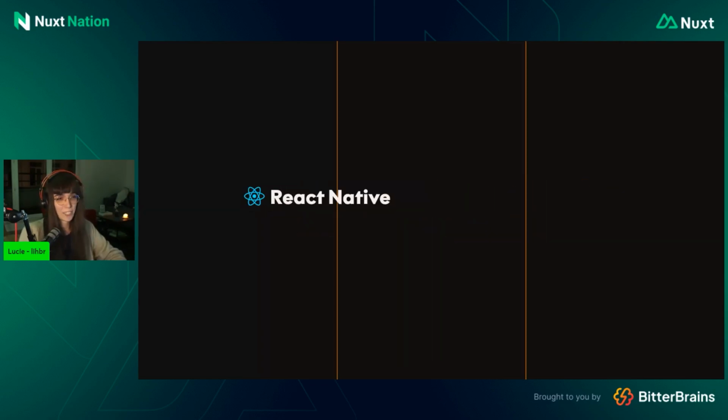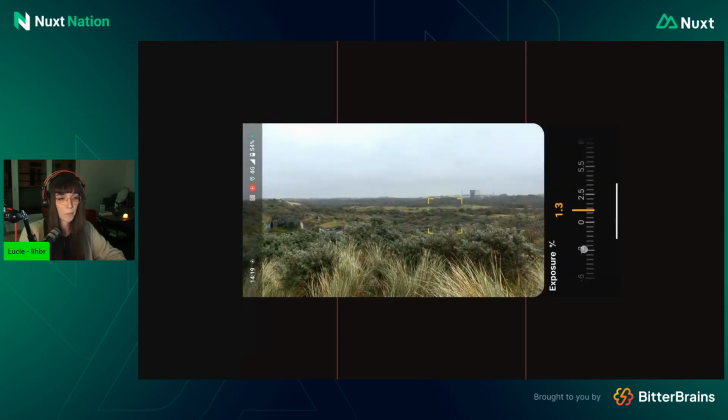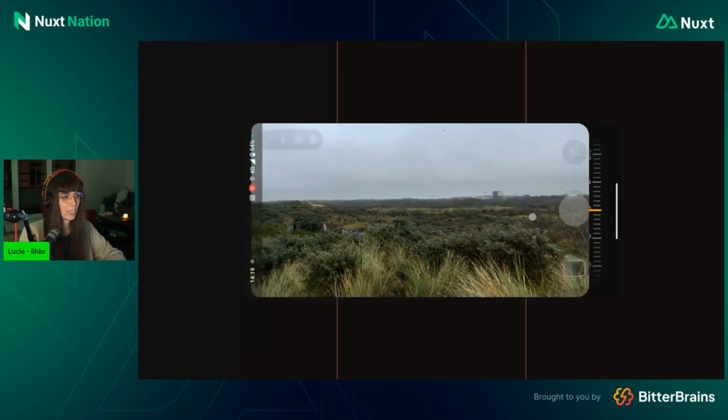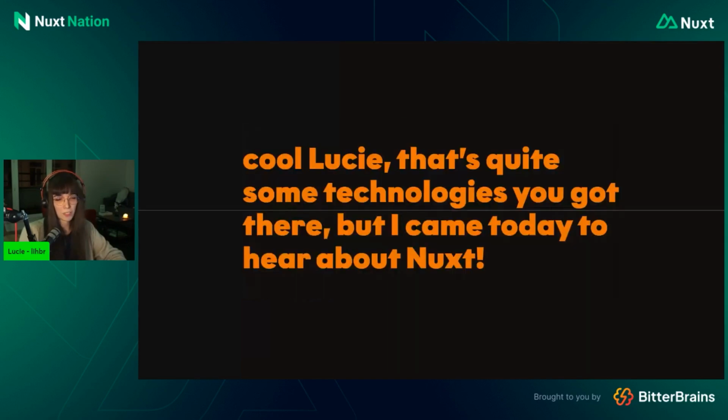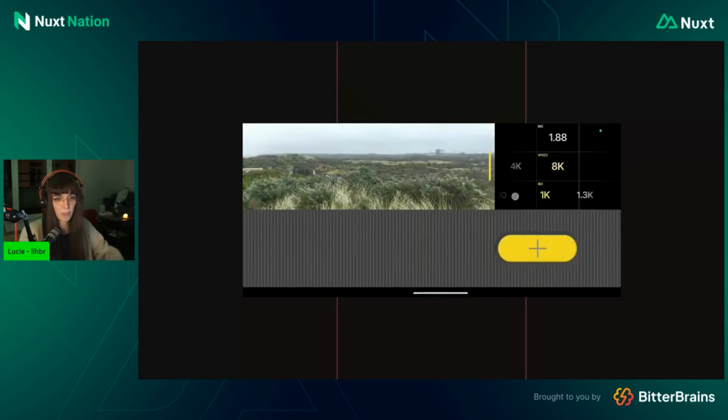So in that case, you probably heard about React Native. React Native, like Flutter, also allows you to create apps for Android and iOS in one go. And here's a camera app made with React Native. But, well, I hear you. Now you might be thinking, cool, Lucie, that's quite some technologies you got there, but I came today to hear about Nuxt. And sure enough, here's a third camera application.